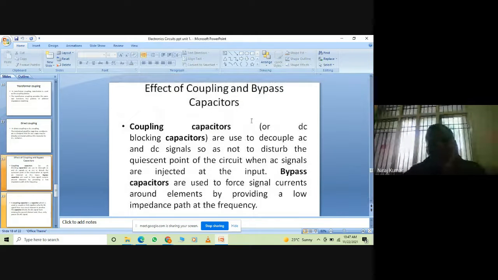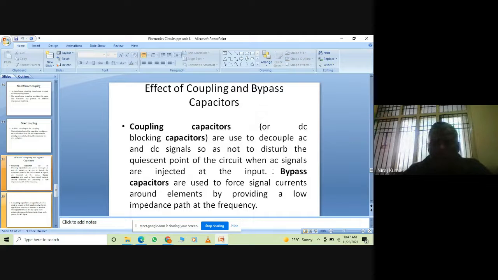What is the effect of coupling and bypass capacitors? Coupling capacitors are known as DC blocking capacitors. You know that a coupling capacitor blocks DC, so we use capacitors on the input side of the amplifier section, and between two amplifier sections we can use the capacitor as a coupling. Here we can see that the coupling capacitors are used to decouple AC and DC signals so as not to disturb the quiescent point, the Q point, of the circuit when AC signals are injected at the input.